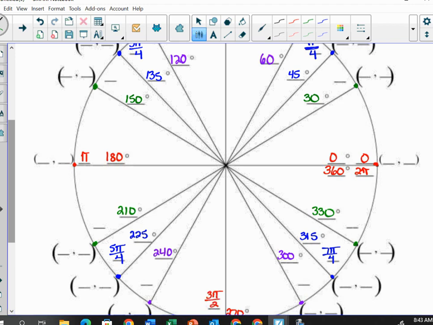Perfect. All right, guys, let's look at the green ones next. So I'm starting with 30 degrees. What is 30 degrees in terms of radians? Pi over 6, yes. You can do the conversion if you need to, but it is pi over 6. Pi over 3? Nope, 30 degrees is pi over 6.